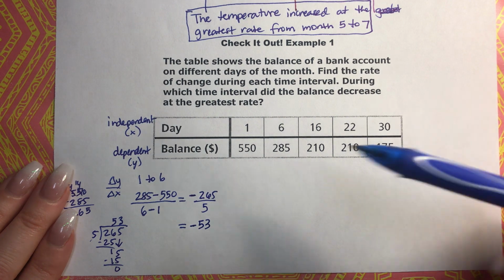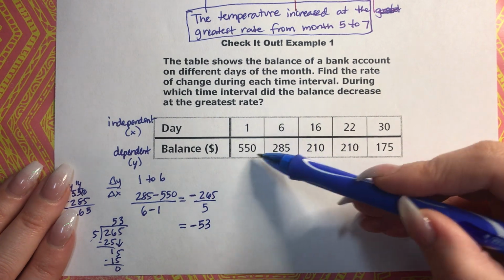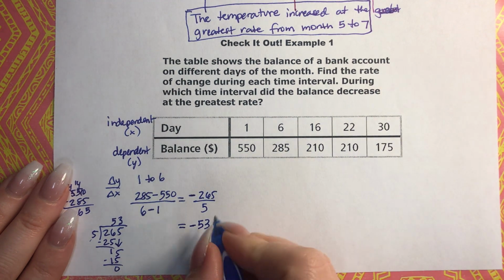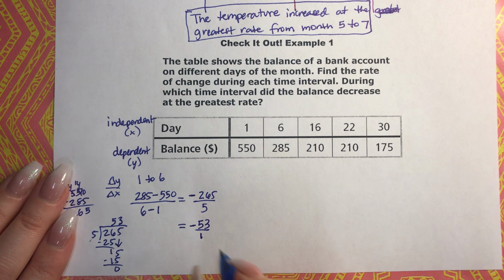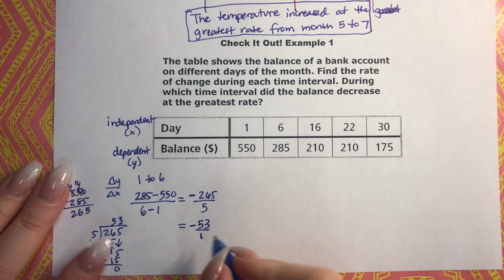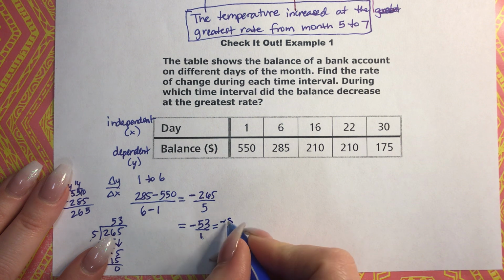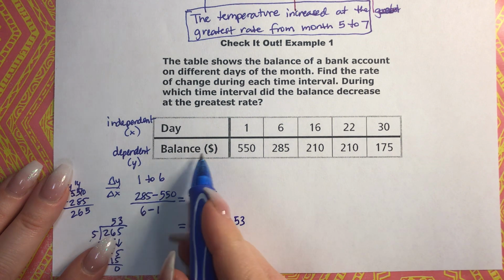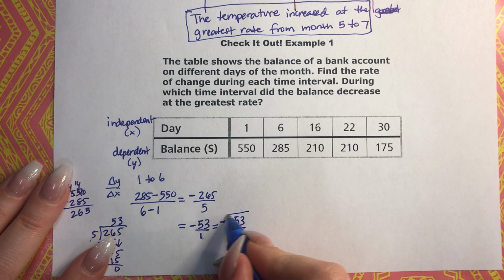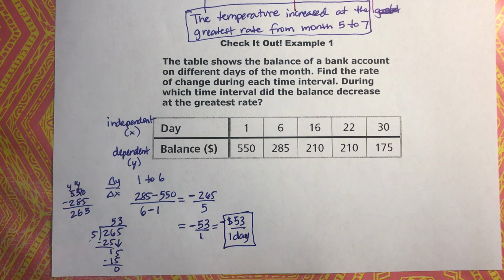Okay, and that makes sense because it's decreasing by 53 dollars, and it's like 53 over 1. So it's like decreasing by $53 for each day, because the y is the amount of money. So if we wanted to write this, we could write it's decreasing by $53, right? Y is the balance per day and per 1 day. Okay, so that's what the rate of change is for that first time period.